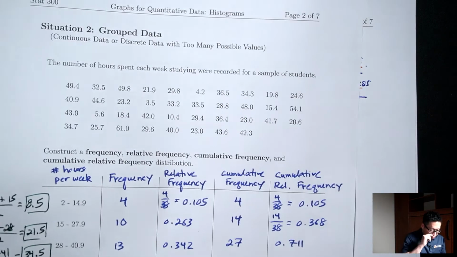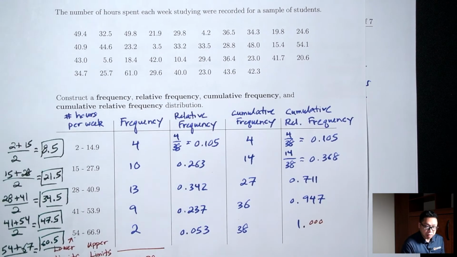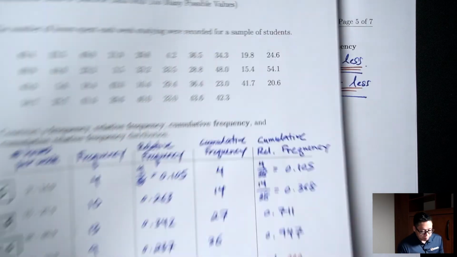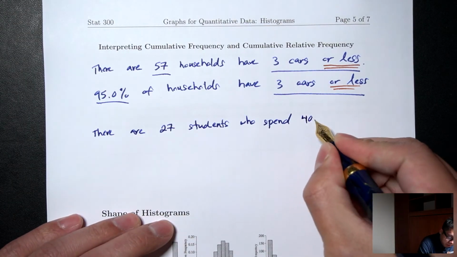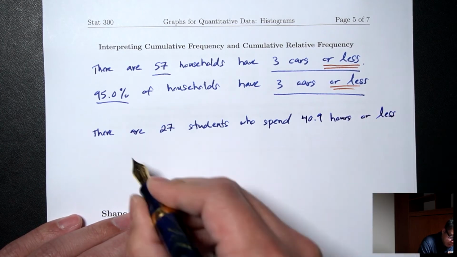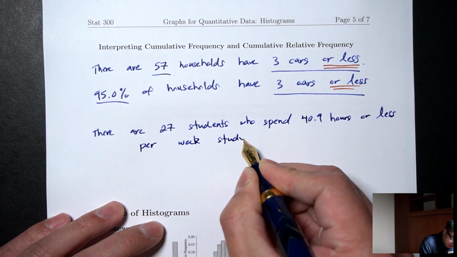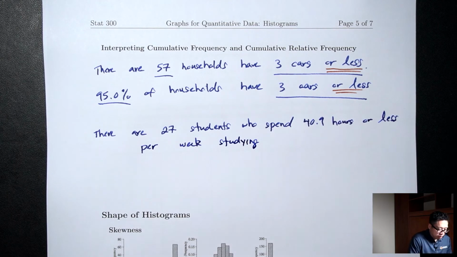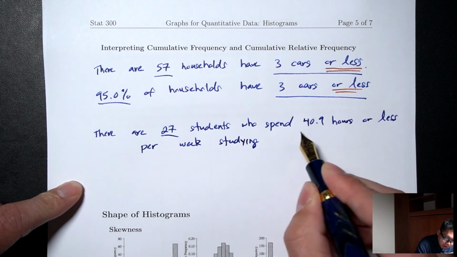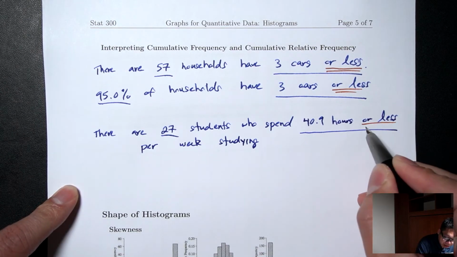Who spend, because it includes this range and then everything before it. So the easy way to write that is to say 40.9 hours or less. Okay, so I'm looking for the 27 and then this phrase, 40.9 hours or less. Okay. Anytime you're interpreting something that has the word cumulative, you always have to throw in the "or less" phrase.